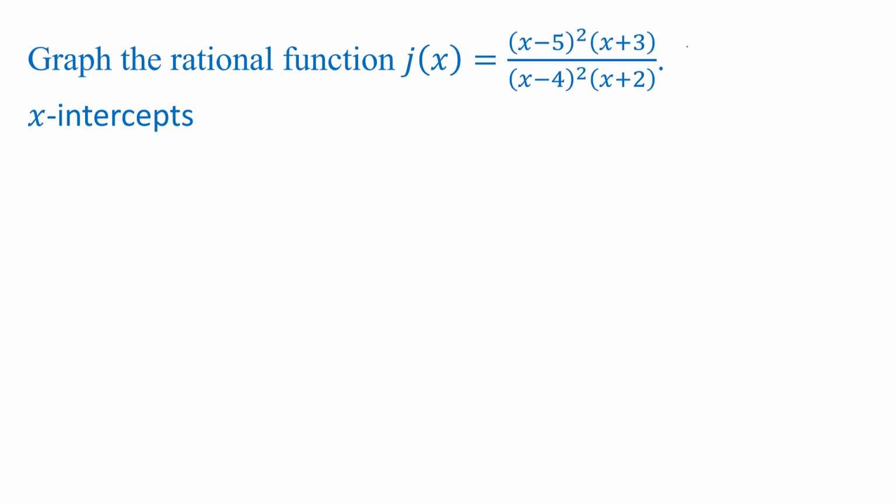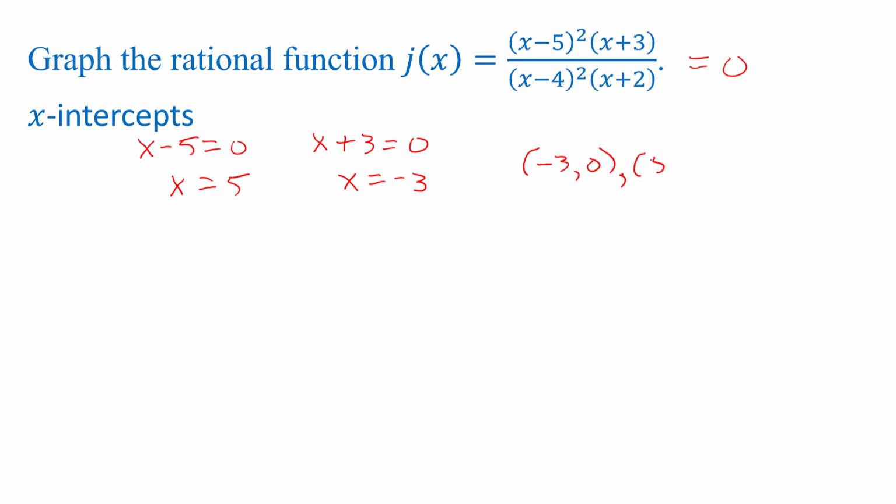We set j of x, or y, equal to 0, and we find that we have x-intercepts when x minus 5 equals 0, or when x plus 3 equals 0. In other words, solving these equations for x, when x equals 5 or x equals negative 3, giving us x-intercepts of (negative 3, 0) and (5, 0).